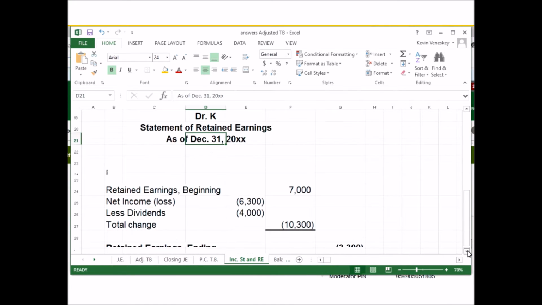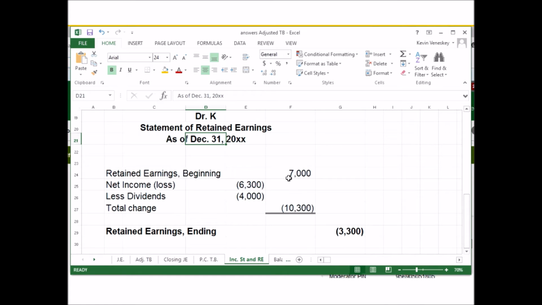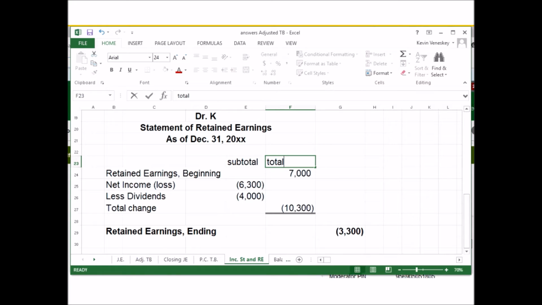Now as I come down, you should have the basic format from the notes that we just looked at. But let's look at where these numbers come from. In the total column, again, I got a subtotal and a total column. So this is my subtotal and this is my total column.